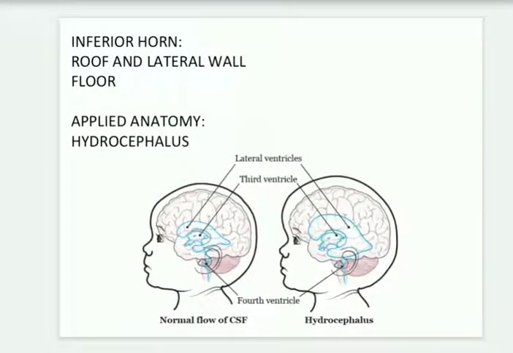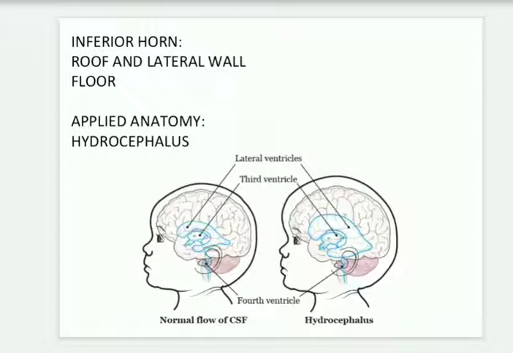Next, the inferior horn. The roof and lateral wall are formed by the tapetum, the tail of the caudate nucleus, stria terminalis and the amygdaloid body. In the floor, there are the collateral eminence and hippocampus. So, these are the boundaries of the horns: anterior, posterior and finally inferior horn.